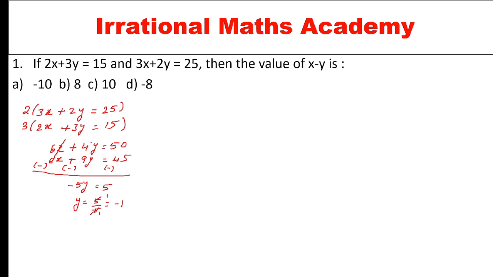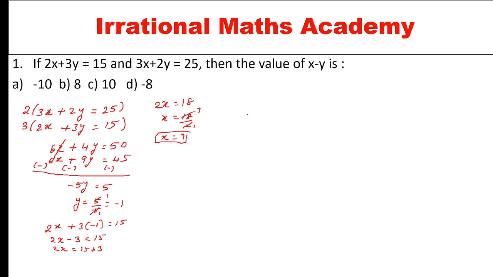Now substitute this y in any of these equations. So which one is easier? Okay, 2x plus 3 into minus 1 equal to 15. 2x minus 3 equal to 15. If I take this minus 3 to that side of the equation, it becomes 15 plus 3. So 2x equal to 18. x equal to 18 by 2, 2 nines are 18. So my x value is 9.